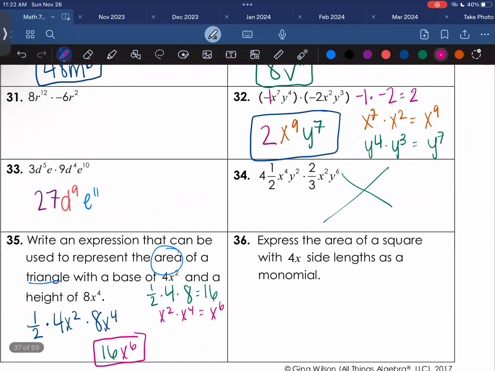Remember that the area of a square is just length times width, or since they're the same length and the same width, you just do side times side, which just equals side squared.